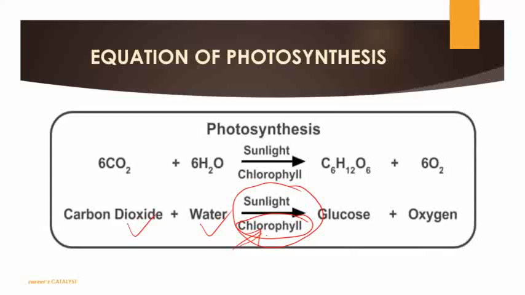This is carbon dioxide plus water in the presence of sunlight and in the chlorophyll pigment. They prepare what? Glucose and oxygen gas. This reaction is defined as the photosynthesis reaction. Here the balanced equation is given. Carbon dioxide and water combine in the presence of sunlight in chlorophyll to form what? Glucose and oxygen gas. So this is the reaction of photosynthesis.